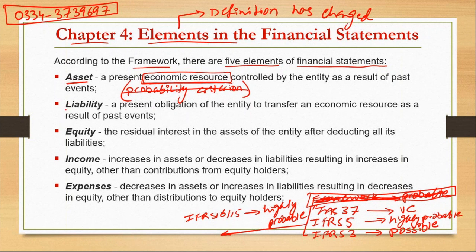Similarly, what is a liability? A liability is a present obligation of the entity to transfer an economic resource as a result of past event. Again, there was a probability criterion in the old framework, which has now been removed.